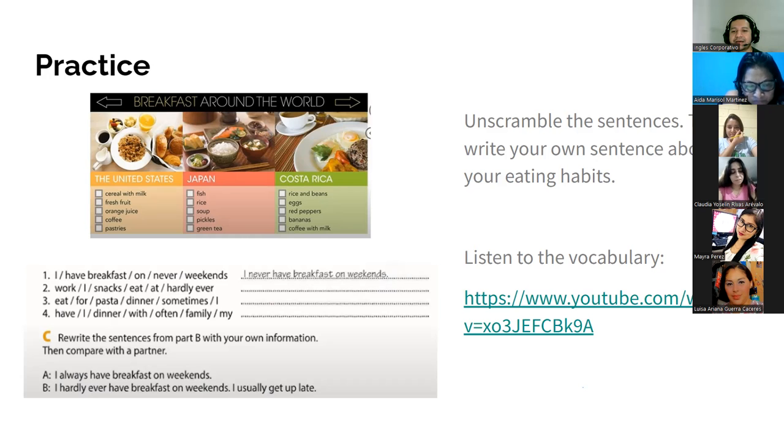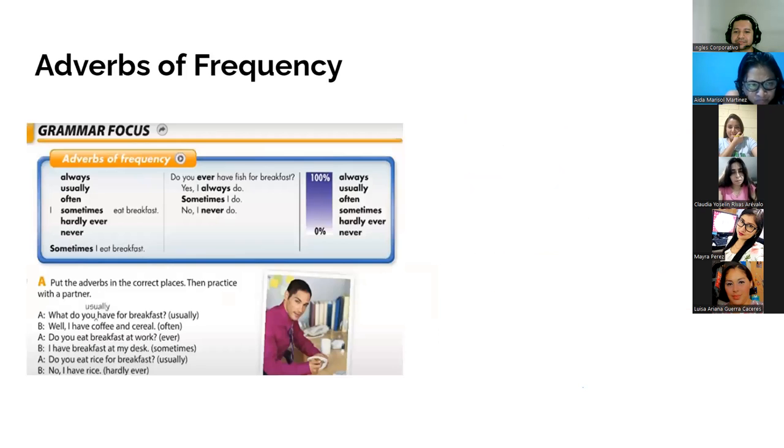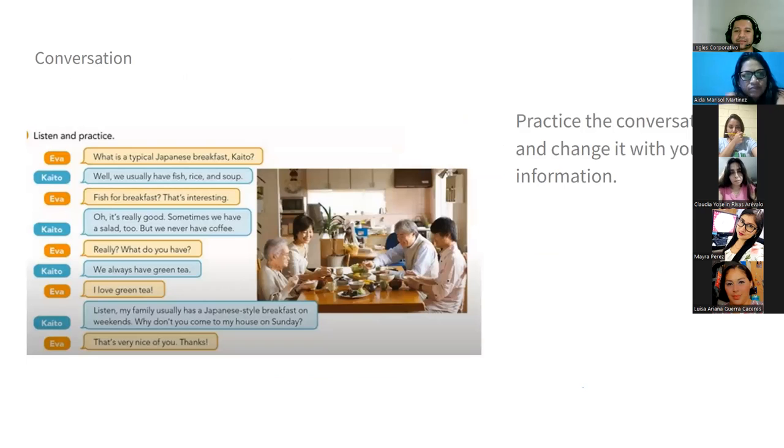Perfect. Now, let's see here. This one is a conversation about breakfast. Se la voy a mandar. Y lo que vamos a hacer mañana, it's really simple, okay? Now, we are going to do something like this. As you can see, it says, what do we usually have for breakfast? Entonces, lo que vamos a hacer es que vamos a escribir lo que usualmente tenemos para el desayuno.